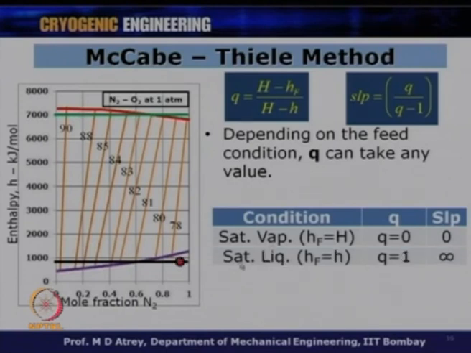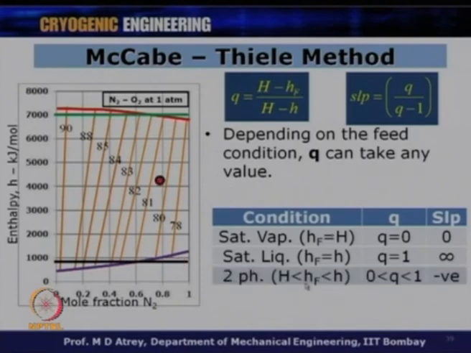The second point is, if I have a saturated liquid coming in with the feed, so everything is liquid, and therefore hf is equal to small h, and the feed point will be somewhere on this line. If I put hf equal to small h, I will get q equal to 1, and if I put q equal to 1 in the slope, I will get slope as infinity, and an infinite slope line will therefore be parallel to the y axis. So, if the feed has saturated liquid, the line will be parallel to the y axis.